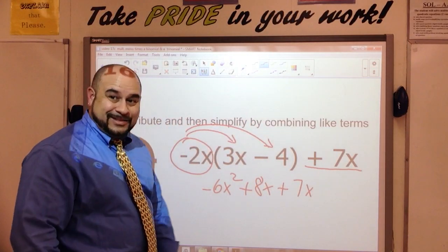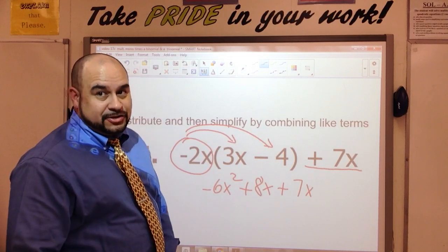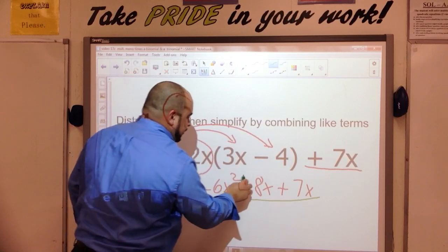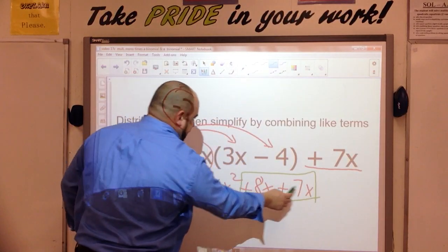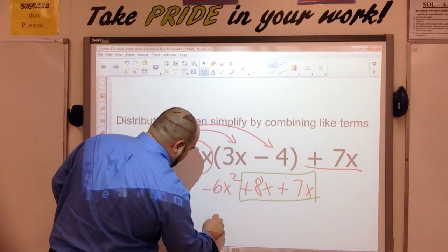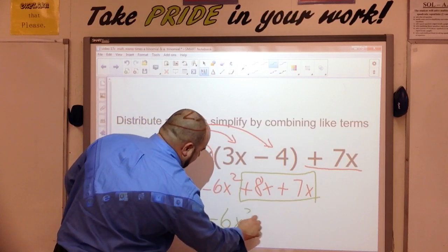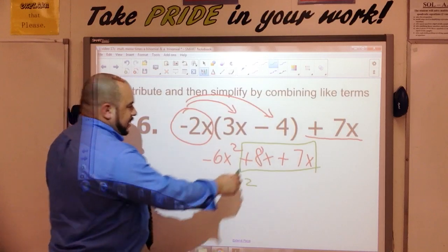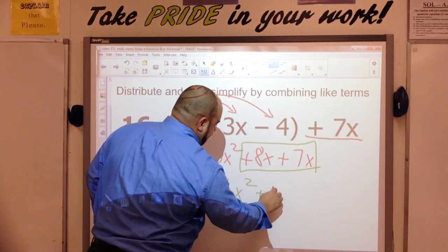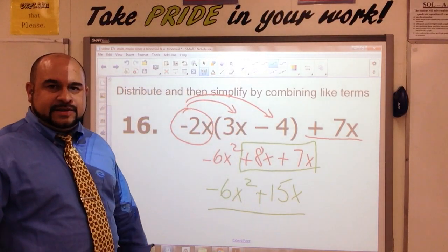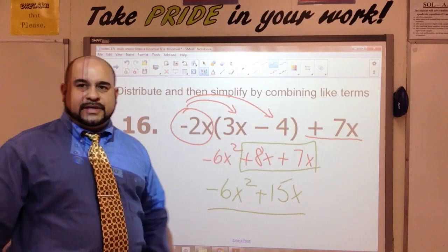Do you see any like terms? I sure do. My like terms are right there. They both have an x, and they both have the same exponent. I'll bring this up a little bit so you can see it. 8x plus 7x is 15x. So my final answer is negative 6x squared plus 15x.